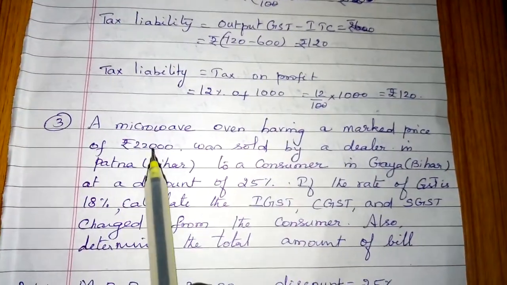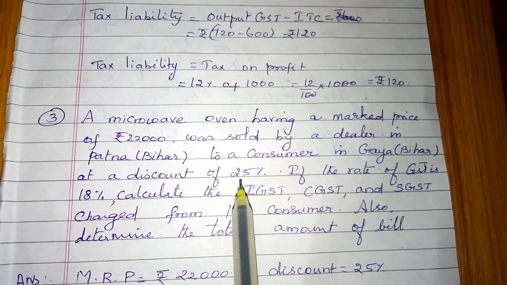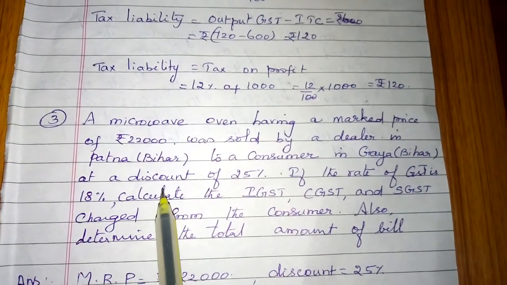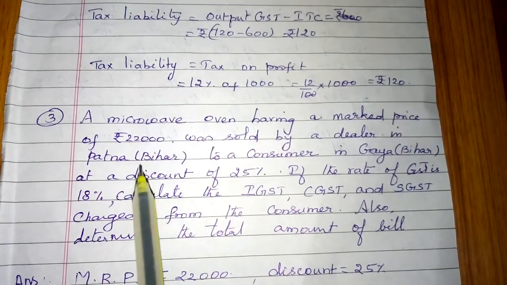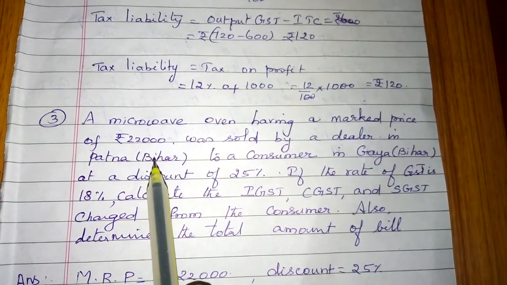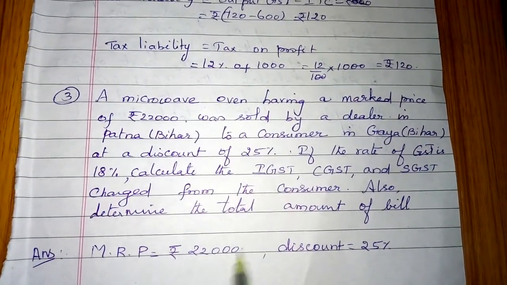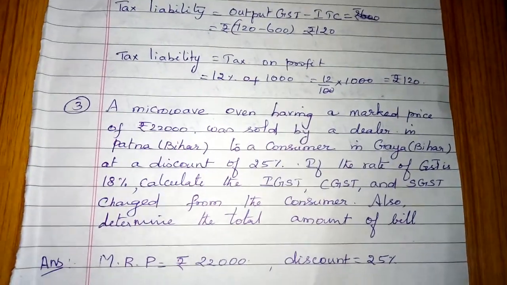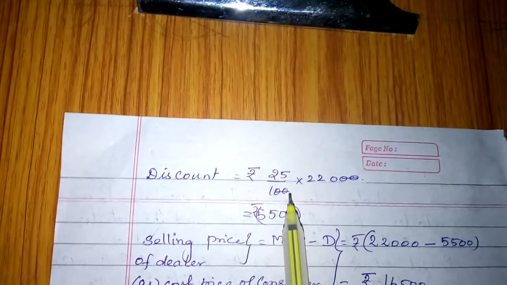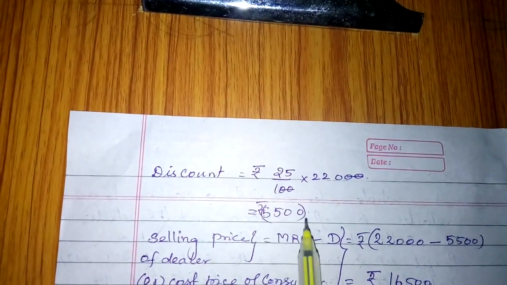The given market price is 22,000, and the dealer gives a discount of 25%. So you have to first find the discount in rupees. MRP is equal to rupees 22,000, and the discount is 25 percent. So 25 by 100 into 22,000 is equal to rupees 5,500.